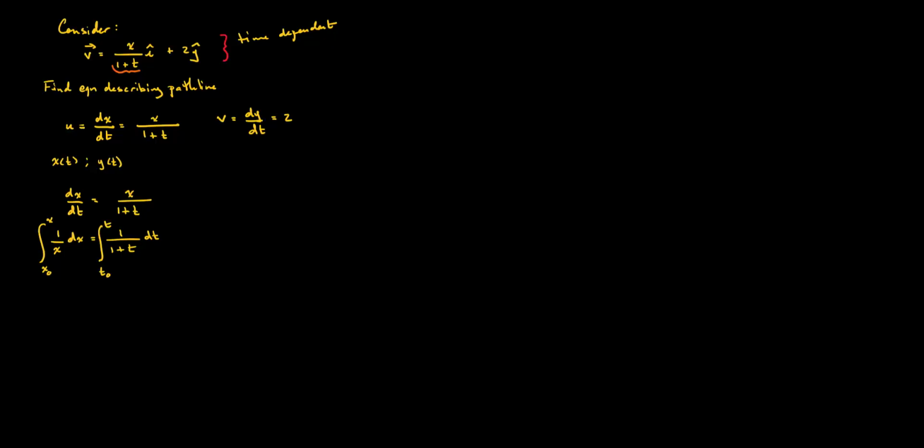So if you recall the description or the definition of a path line, it is passing through a certain point at time t naught. And that certain point is given by x naught. In the y direction, it will be y naught. Okay, so we integrate, so we find we have here ln of x minus ln of x naught is equal to the ln of 1 plus t minus the ln of 1 plus t naught.